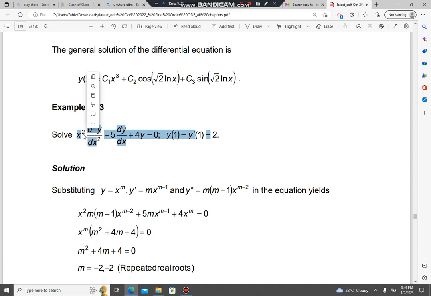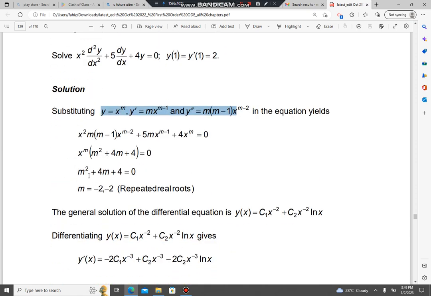Okay, so this one bila kita solve, you akan dapat, okay, kita substitute dulu dengan nilai kat sini. Okay, so bila dah substitute, macam cara tadi, kita find the value of m, which are -2, -2. So this one is repeated real roots. So the general solution of the differential equation is, yang ni just refer table, sama juga.